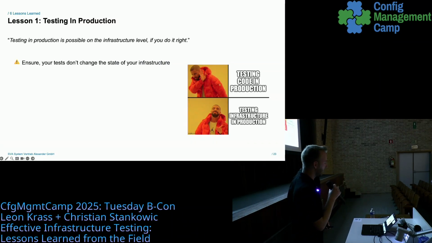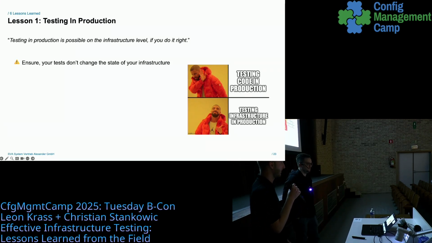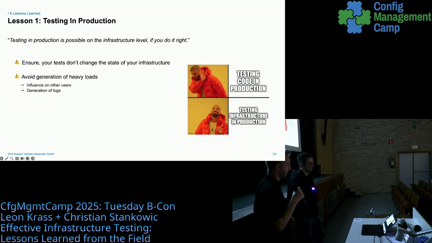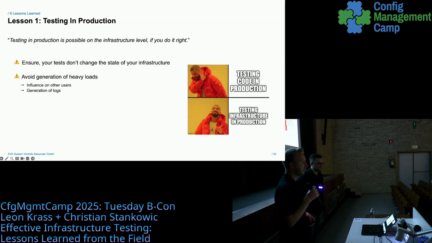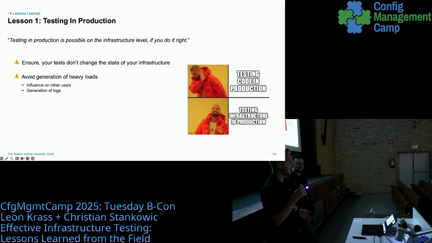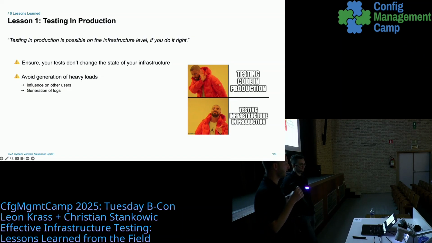So one thing you need to keep an eye on is that your tests don't change any state. If they do, in our opinion, the tests aren't proper, because tests shouldn't change state. I mean, they can generate load. If you're, for example, running your test against an API, they obviously generate load. They will probably generate logs, which could have influence on other users if you have a lot of load. So avoid that. Keep an eye on writing tests that don't do that.